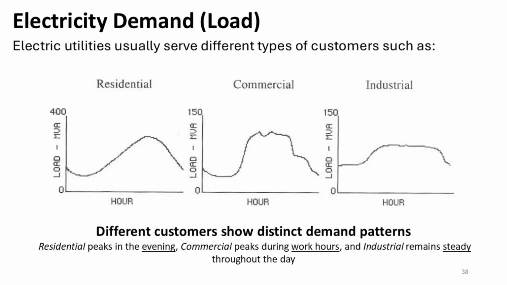To build a successful optimization model, you must first understand the nature of the load you are serving. Not all customers pull power from the grid in the same way. If you treat a factory like a suburban home, your optimization will fail. On this slide, we see the three primary load profiles that electric utilities manage: residential, commercial, and industrial.